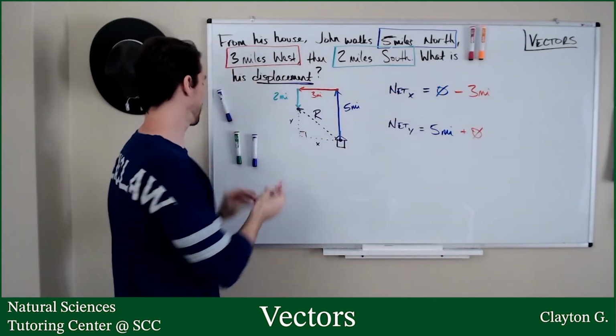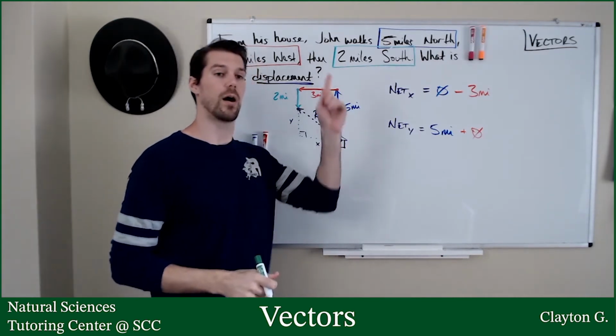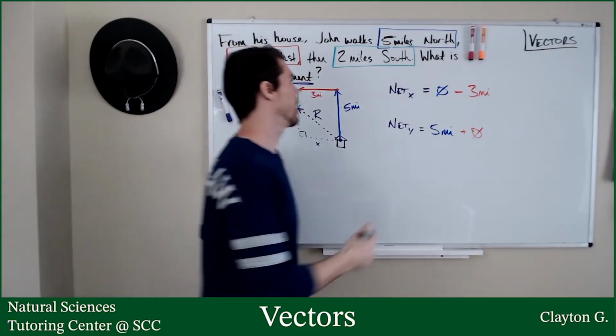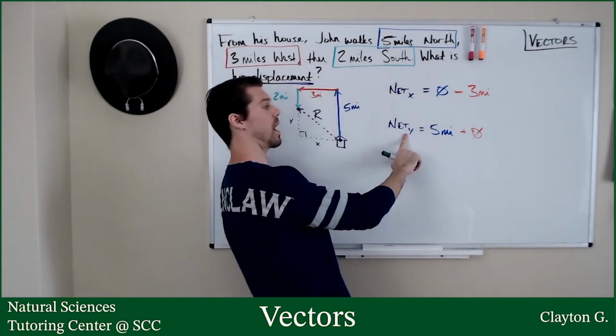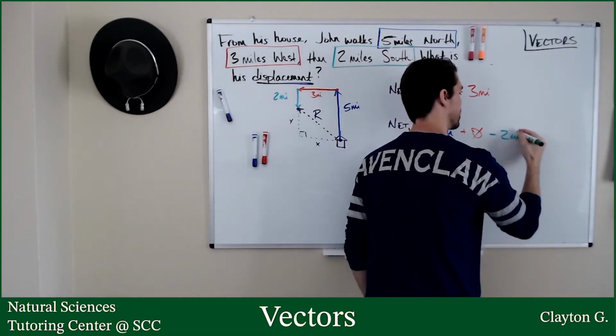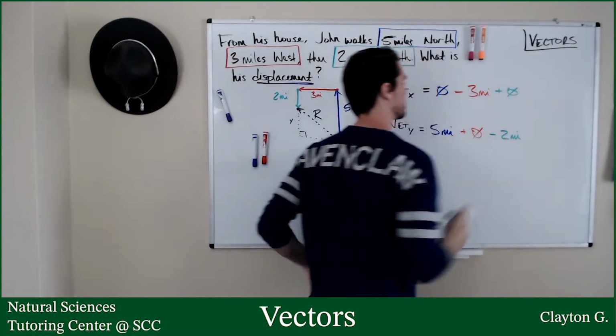And for our third one here, 2 miles to the south, well, if up is positive, then down must be negative. And again, that's in the y direction, so that goes over here, minus 2 miles, and there's nothing in the x direction, so plus 0 once again.